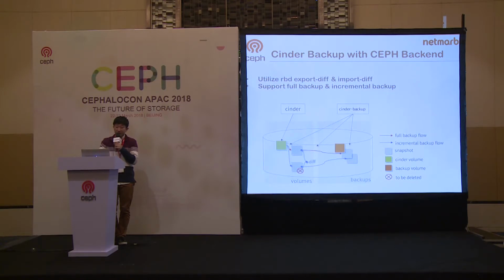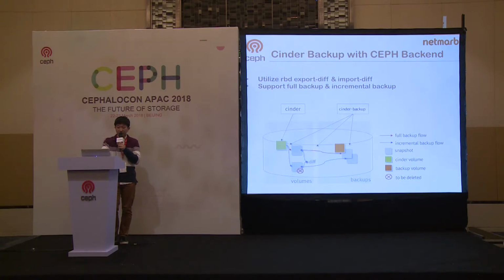Cinder provides a backup feature in addition to snapshot to preserve the data of the original volume. Several storage systems can be used as the backend of the Cinder backup feature. Ceph uses the RBD export-diff and import-diff functions to perform Cinder backup operations. There are two types of Cinder backup: full and incremental backup. Full backup and incremental backup perform a little differently.